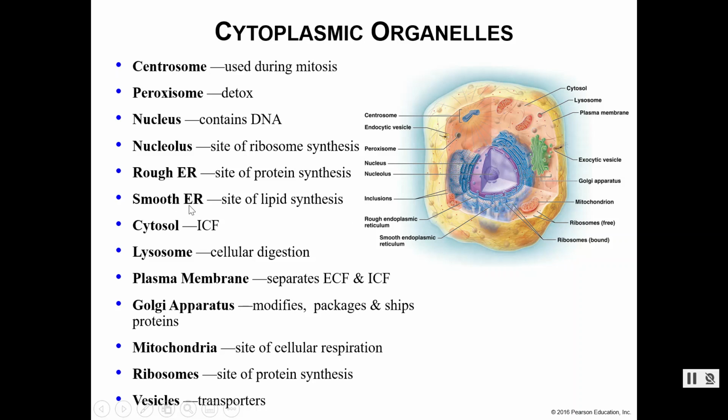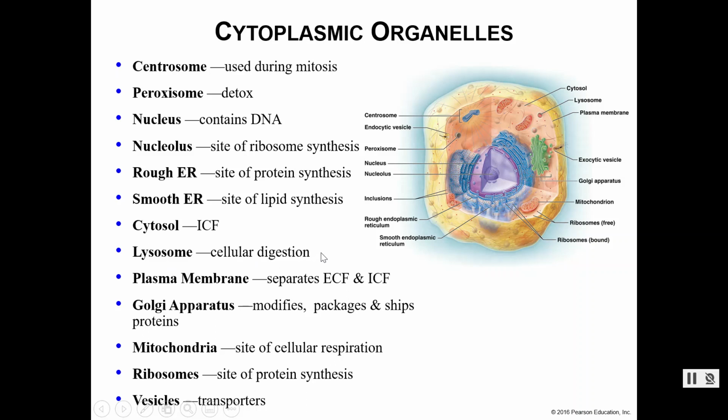This is where protein synthesis is occurring. You also have a smooth endoplasmic reticulum, or a smooth ER. It's smooth because it does not have the ribosome little dots. Instead of making proteins, we're going to make lipids here. So for example, the phospholipids for your plasma membrane get created here. We mentioned your cytosol is part of your intracellular fluid.